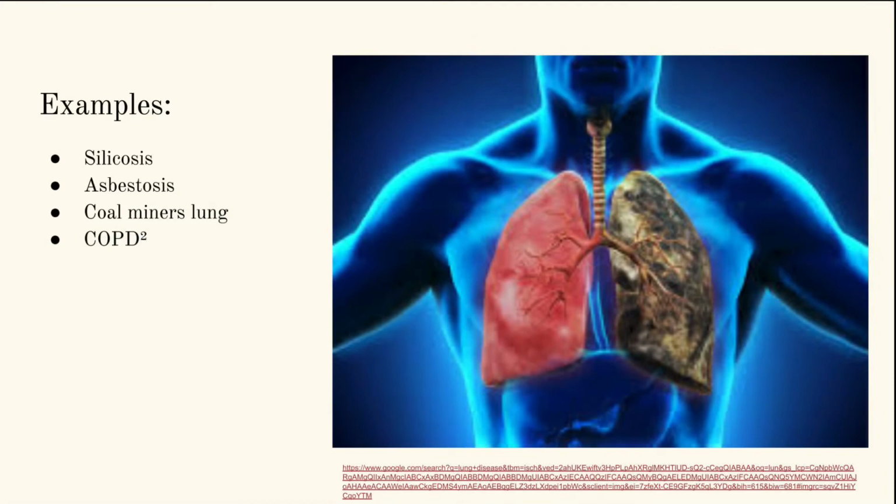Here are some examples of environmental lung diseases. Silicosis is a lung fibrosis caused by the inhalation of dust-containing silica. Asbestosis is a lung disease resulting from the inhalation of asbestos particles, which can be marked by severe fibrosis and a high risk of mesothelioma, which is a cancer of the pleura.